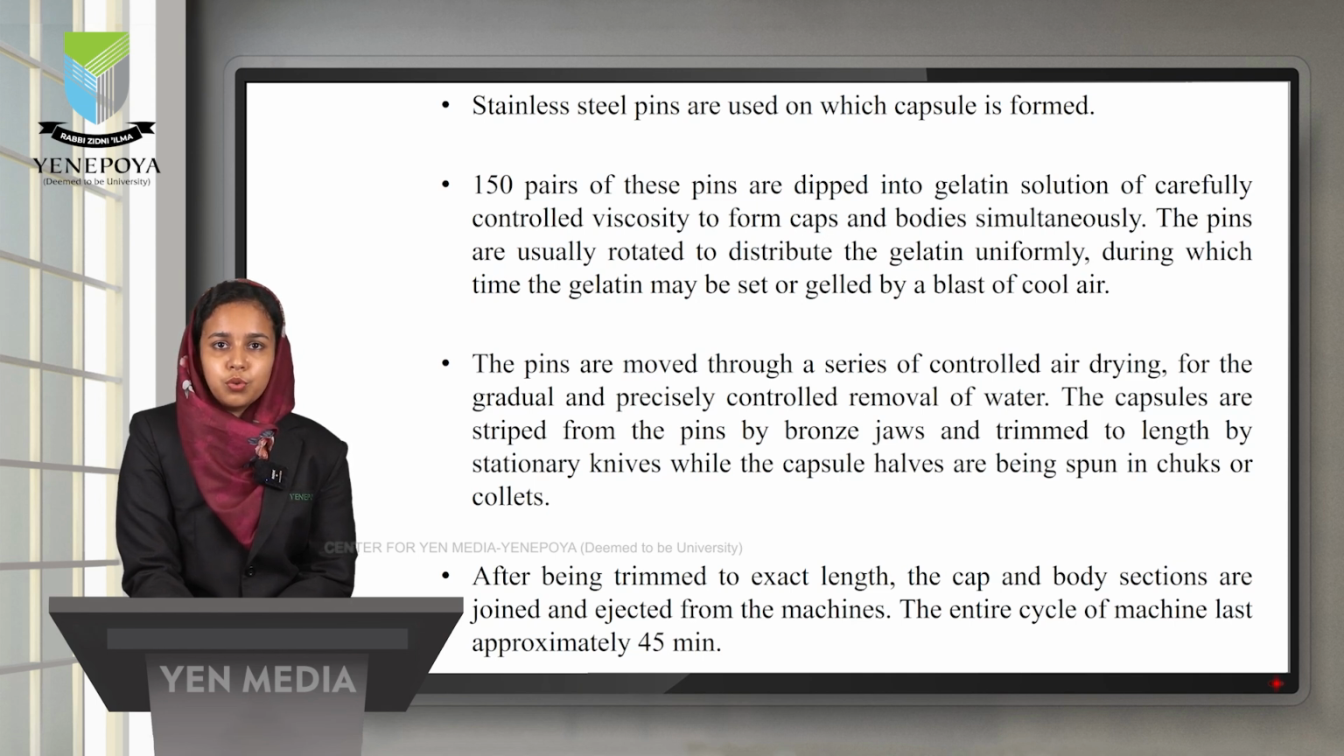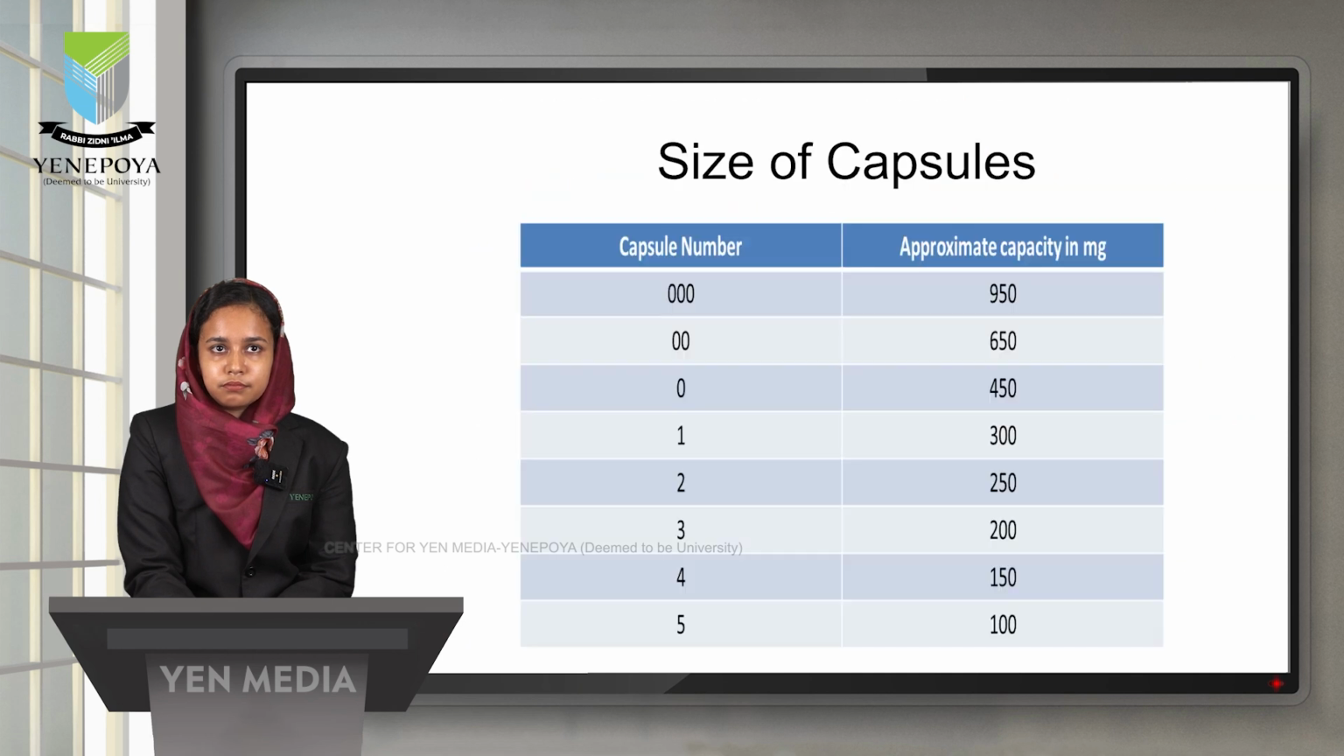The pins are moved through a series of controlled air dryings for the gradual and precisely controlled removal of water. The capsules are stripped from the pins by bronze jaws and trimmed to length by stationary knives, while the capsule halves are being spun in chucks or collets. After being trimmed to exact length, the cap and body sections are joined and ejected from the machines, and this whole process lasts for about 45 minutes.